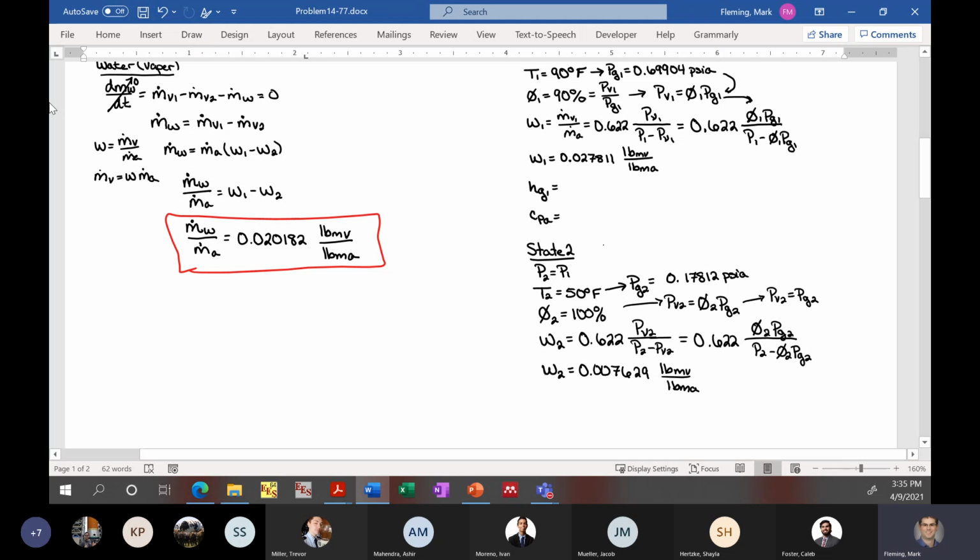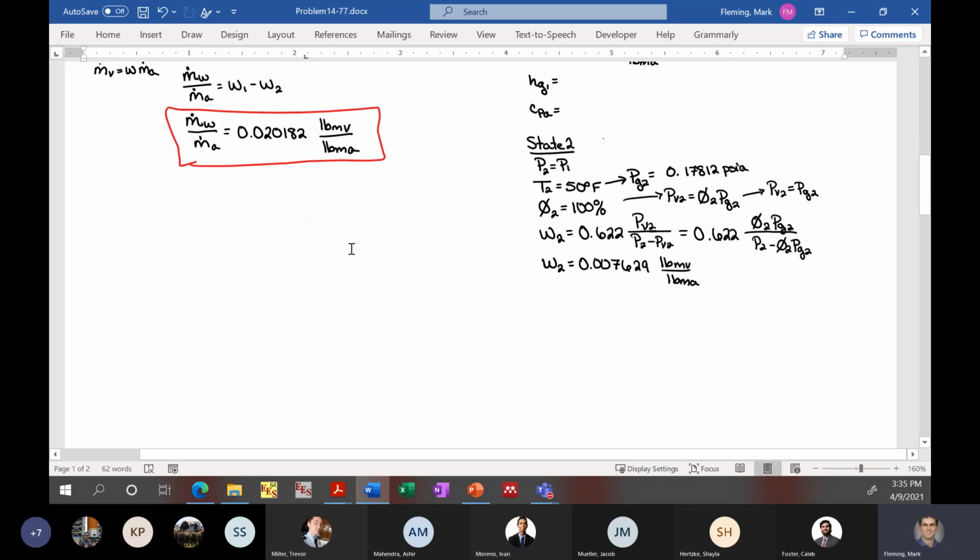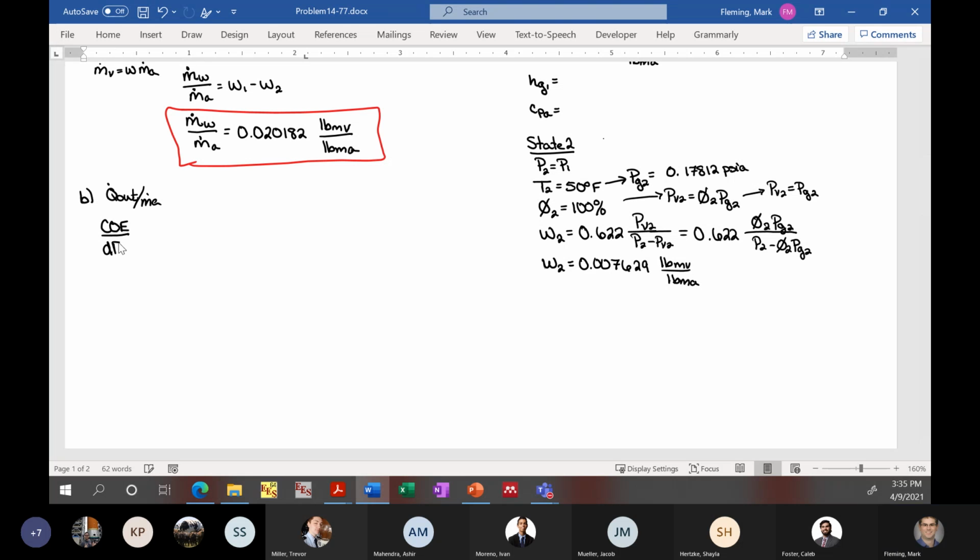Okay, so once we've done all of that, that was part one. For part two, we are asked to find the heat transfer rate out per mass flow rate of dry air. So we're looking for Q dot out per mass flow rate of dry air. Talking about heat transfer rates means conservation of energy. In terms of the setup, we have the change in energy inside the system with respect to time, and this is going to go to 0 at steady state.